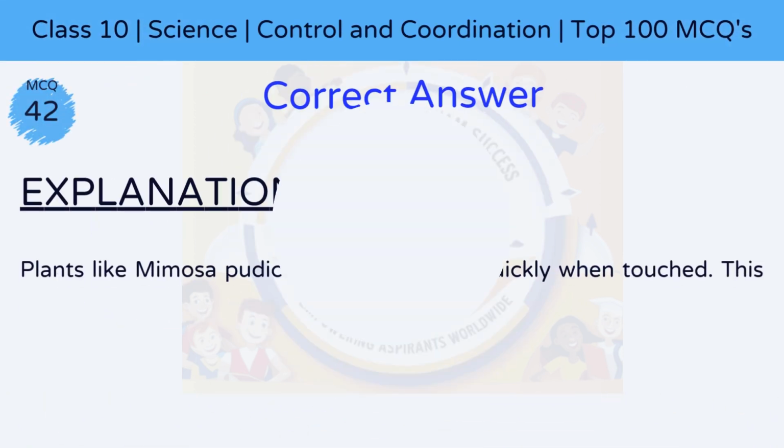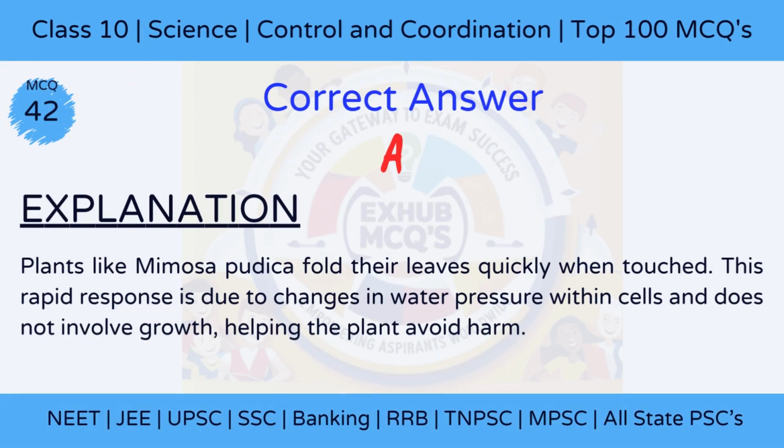The correct answer is option A, by folding leaves. Explanation. Plants like Mimosa pudica fold their leaves quickly when touched. This rapid response is due to changes in water pressure within cells and helps protect the plant from harm or damage.